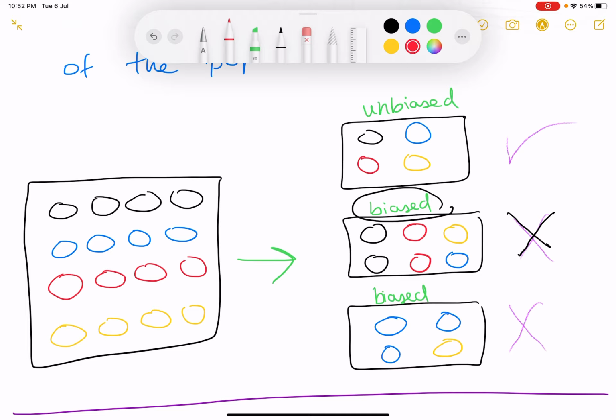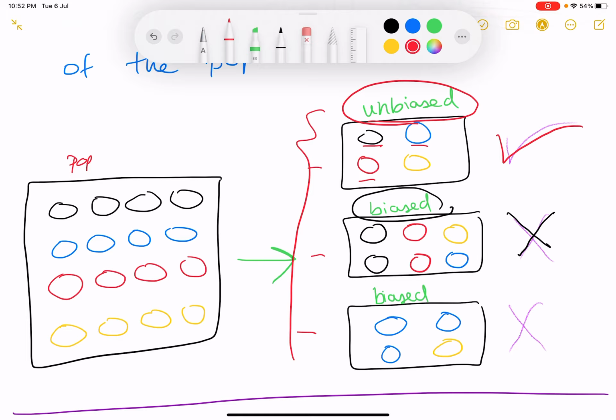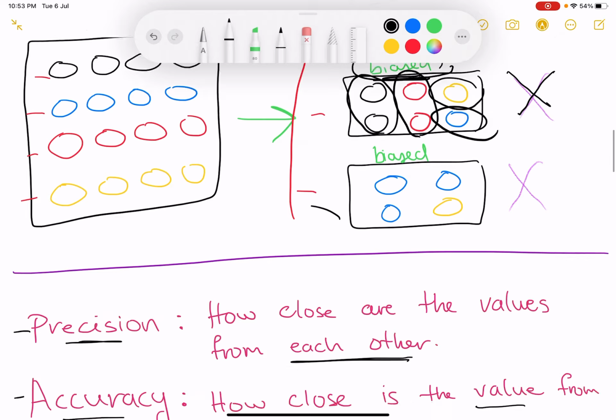Whereas here we have 3 different scenarios. Here is the population, and here are the samples. This is unbiased, so it's a good sample because the ratio between different categories is the same. 1, 1, 1, 1, okay? Whereas here, this is biased because we have 2 black, 2 red, 1 yellow, and 1 blue. So this is not objective, it's biased. And this one as well.